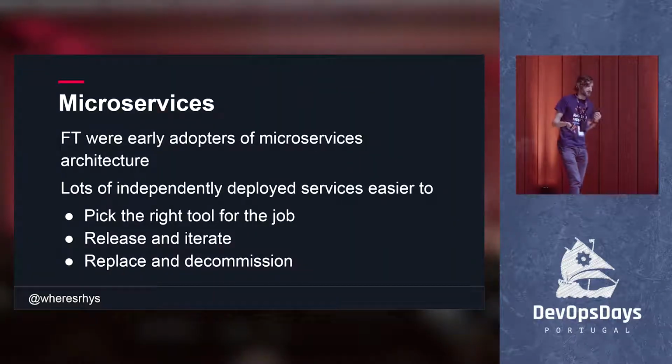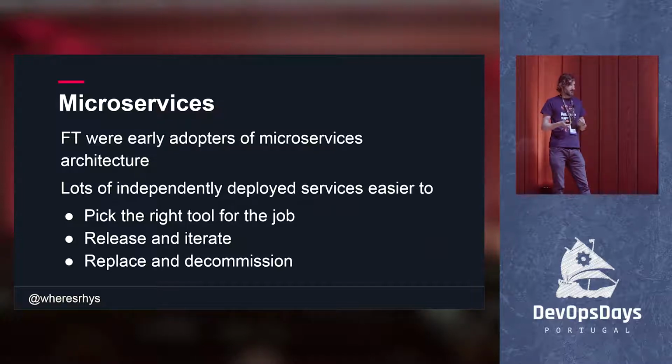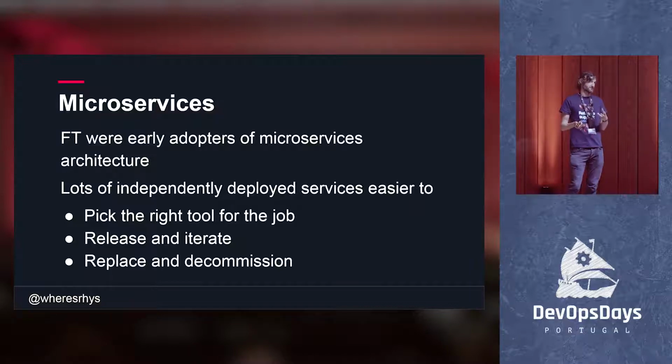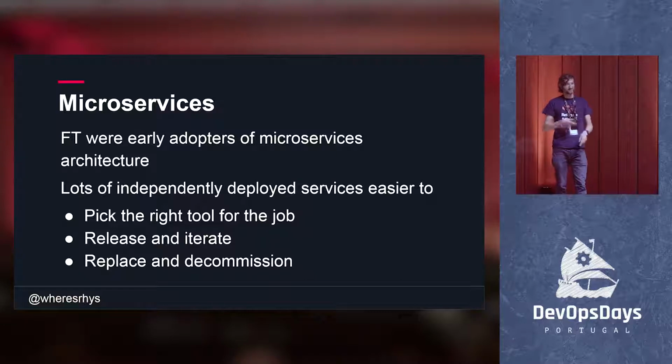So one of them, the FT, were early adopters of microservices. We talk quite a lot about them at conferences. And microservices mean instead of having one big service, you've got lots of small independent services which do small jobs themselves. And this allows you to be a lot more flexible with your tech choices. It allows you to release and try out ideas a lot quicker.